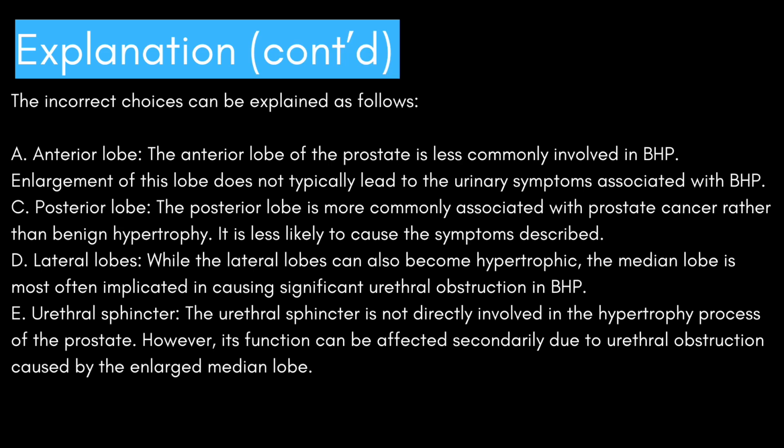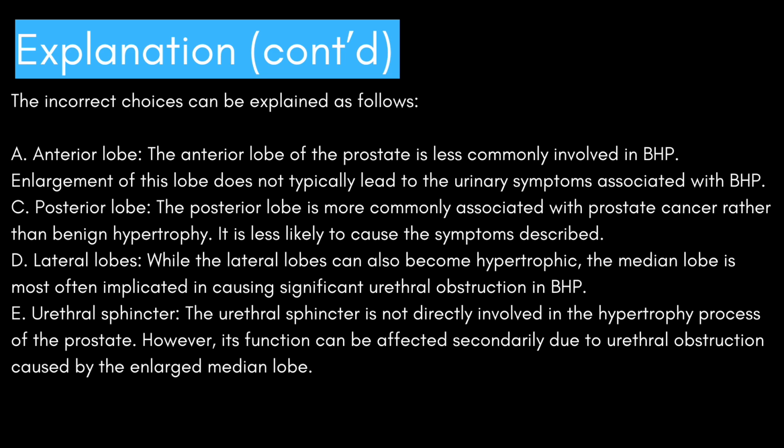The incorrect choices can be explained as follows. A, anterior lobe. The anterior lobe of the prostate is less commonly involved in BHP. Enlargement of this lobe does not typically lead to the urinary symptoms associated with BHP. C, posterior lobe. The posterior lobe is more commonly associated with prostate cancer rather than benign hypertrophy. It is less likely to cause the symptoms described.